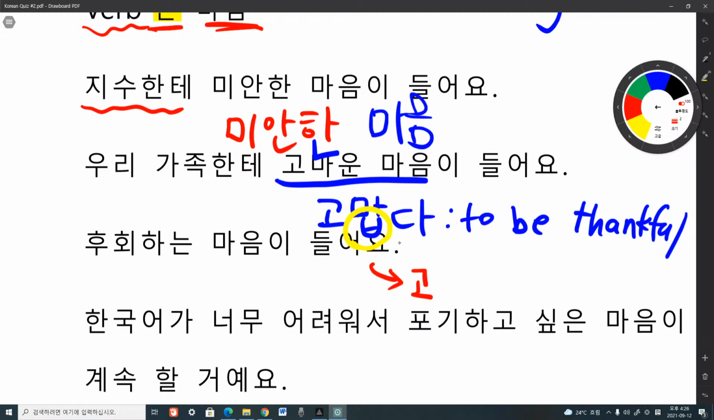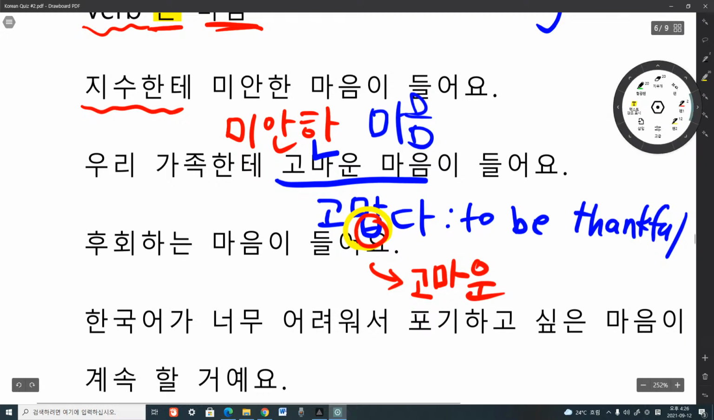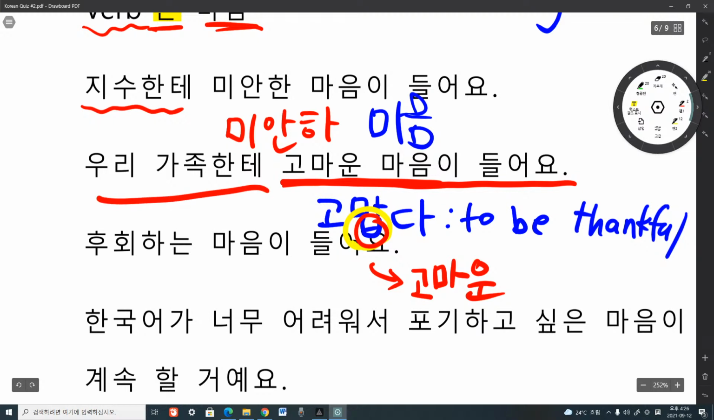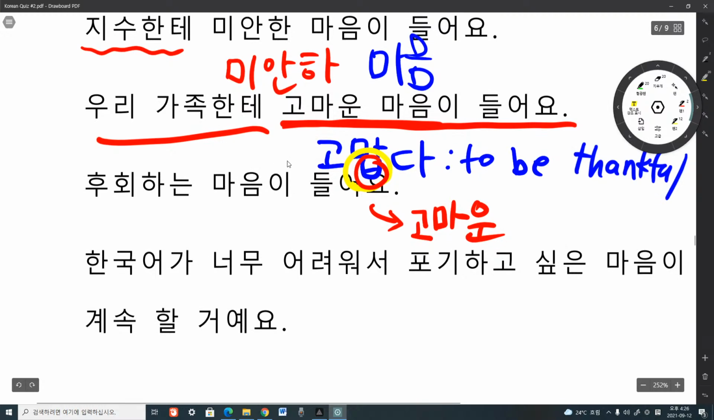But when we want to make it into modifier form, we delete 비읍 받침, right? This 비읍 from the stem, and instead of 은, we use 운, right? So that's where 고마운 comes from. So 고마운 마음 would be like thankful feeling. 고마운 마음이 들어요. I feel thankful towards my family. 이바나 씨 맞아요.